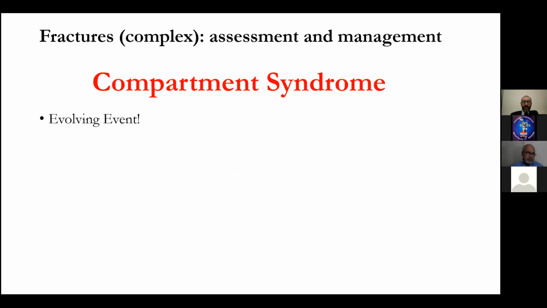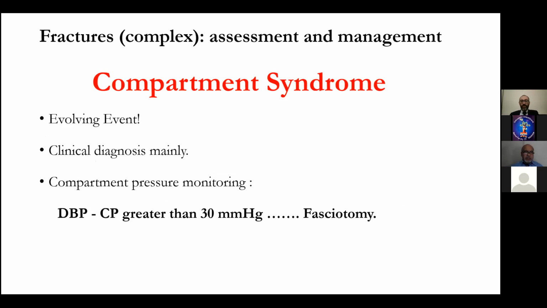Compartment syndrome is just a red flag, an evolving event. It's mainly a clinical diagnosis. You can still measure the compartment pressure, but again, there are some doubts about it. Is it accurate in all situations? Again, this is something that needs to be discussed. But if the difference between the compartment pressure and the diastolic blood pressure is greater than 30 millimeters of mercury, it means that you need a fasciotomy. But mostly it's a clinical diagnosis, and mostly it's pain out of proportion to the current situation and pain on passive stretch. Don't wait until the patient becomes pulseless, because this is very late.